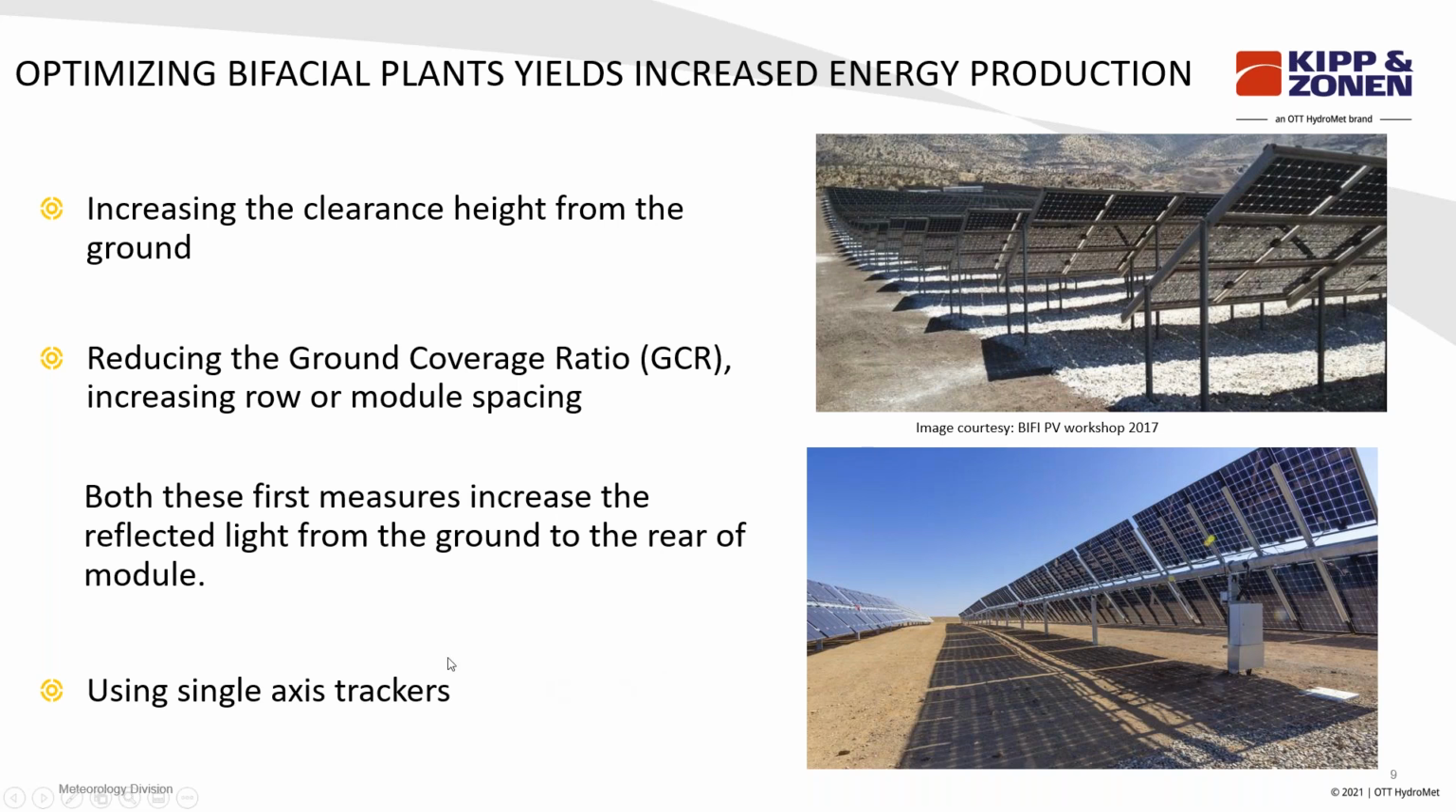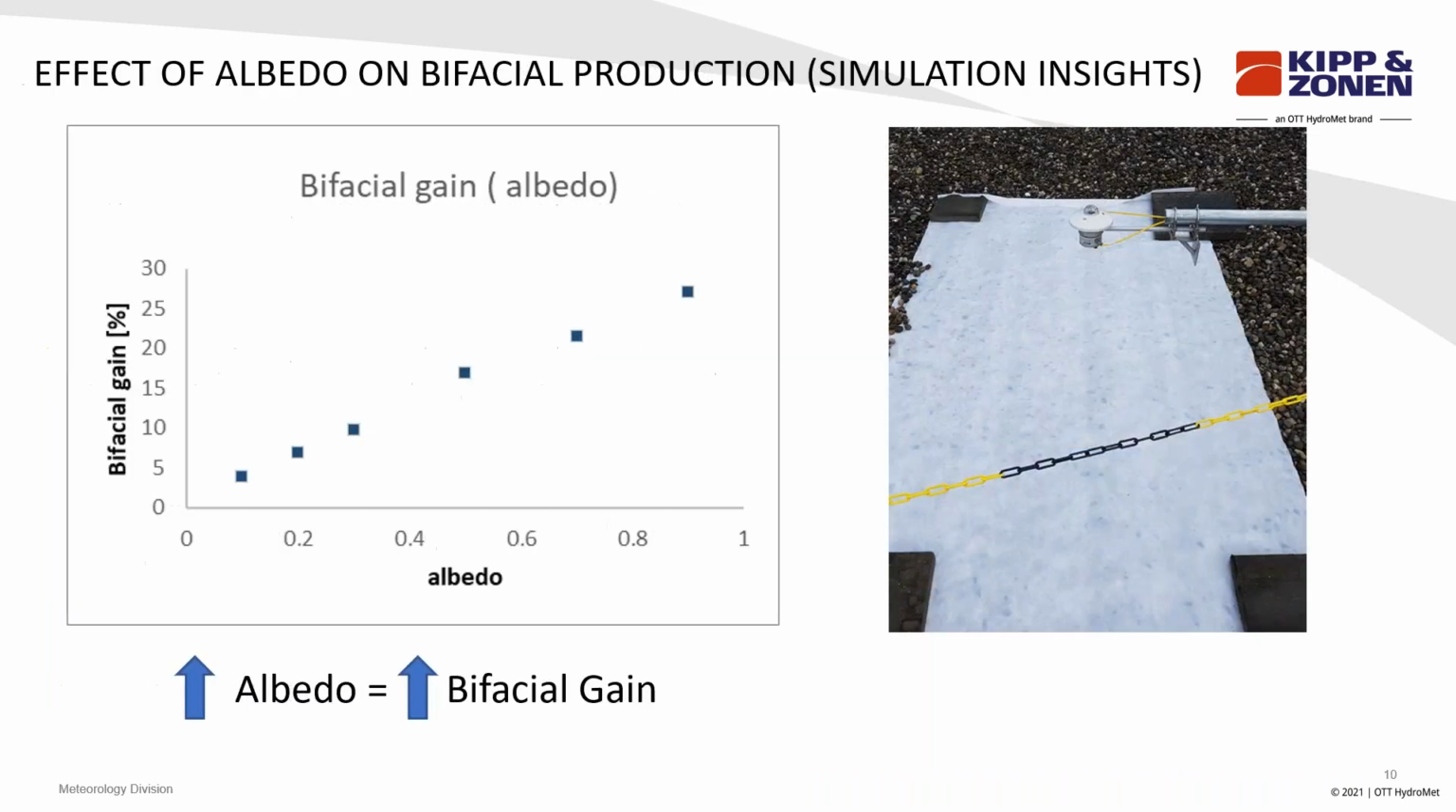Now, additionally, using single axis trackers, you can further enhance the amount of power that you generate per land area. So if you have a limited land area or a high price for land area, it makes sense to use single axis trackers because you will enhance the power output per land area. Now we have done some simulations and would like to show some results to give you a bit of a feel for how these different factors quantitatively influence the bifacial gain.